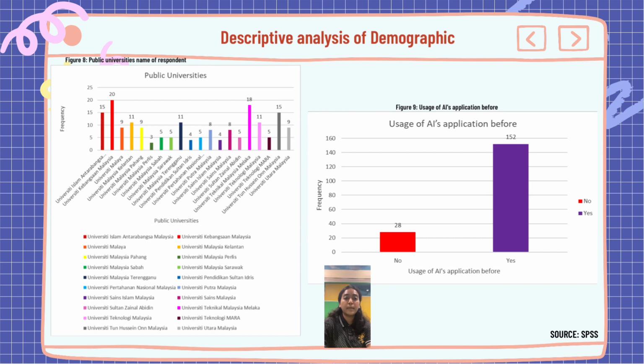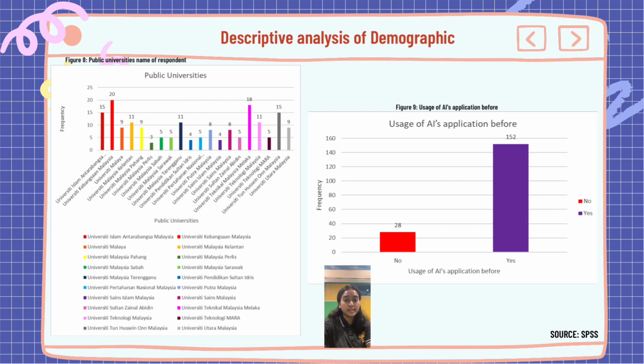Figure 8 shows the public university name of the respondents. As we can see, the highest number of respondents using AI applications in education was from UTeM and Universiti Kebangsaan Malaysia, where the number of respondents is 20. Then, the second highest was from Universiti Islam Antarabangsa Malaysia, Universiti Teknikal Malaysia Melaka, and Universiti Tun Hussein Onn Malaysia, with the number of respondents being 15, 8.3%.